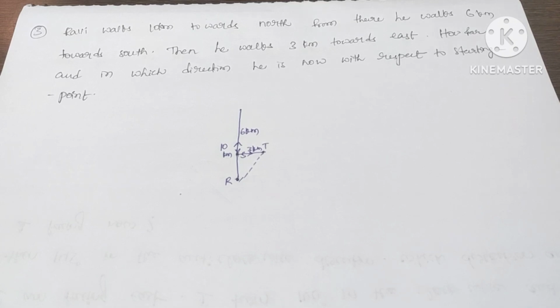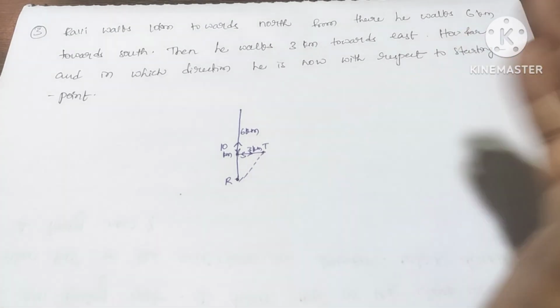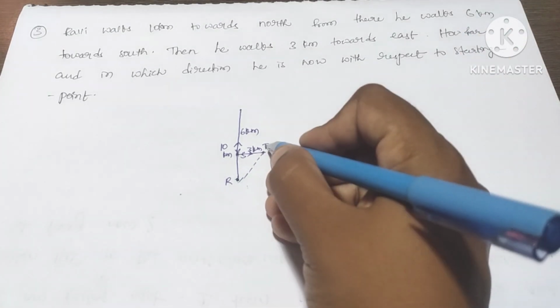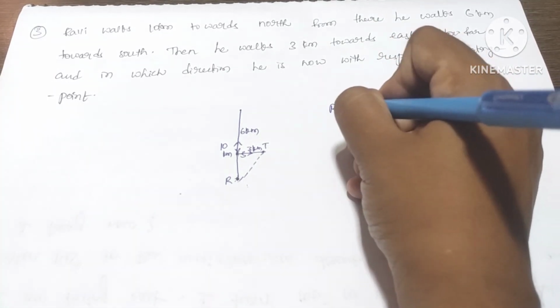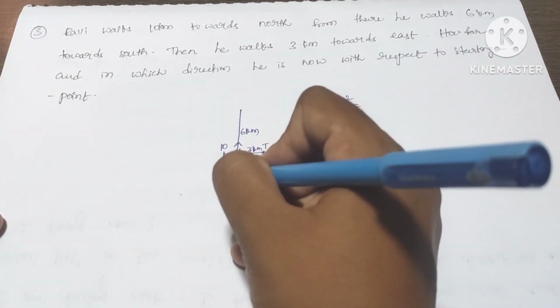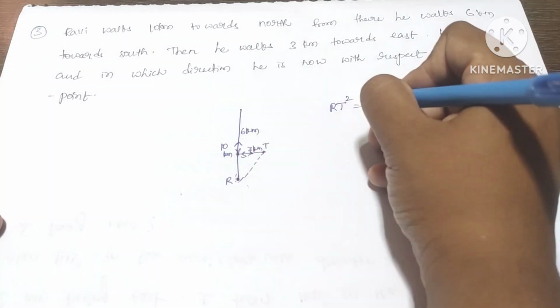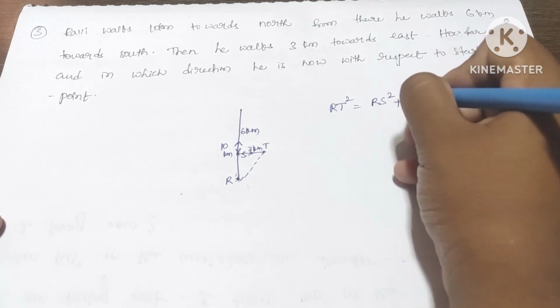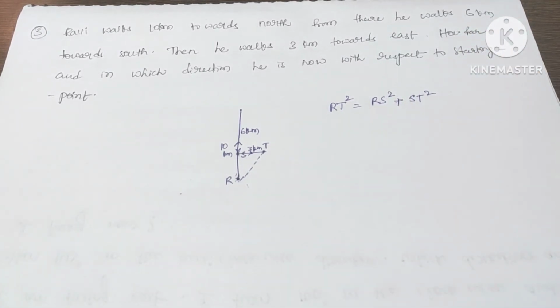Now I'll discuss the Pythagoras theorem. One formula is there for this theorem. What is the formula? We have to calculate this distance, right? This distance is the R and T distance. RT square is equal to RS square plus ST square. This is the Pythagoras theorem formula.